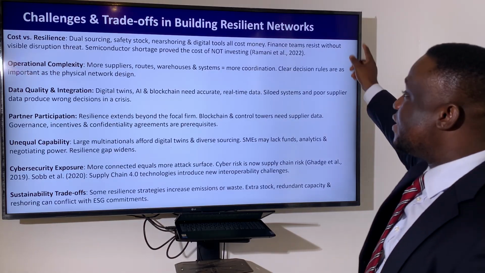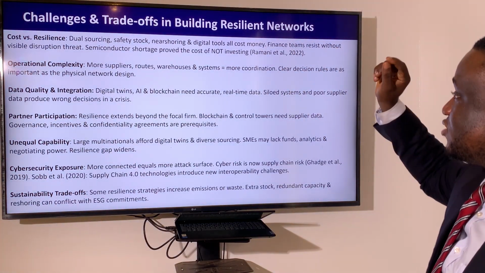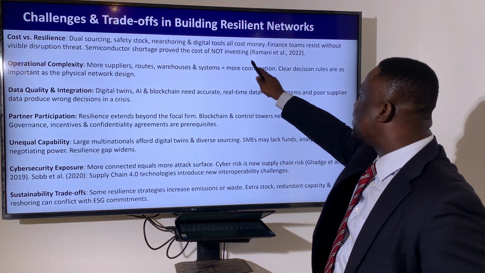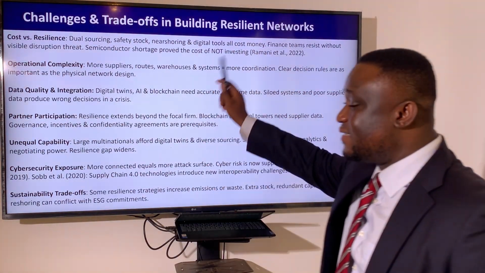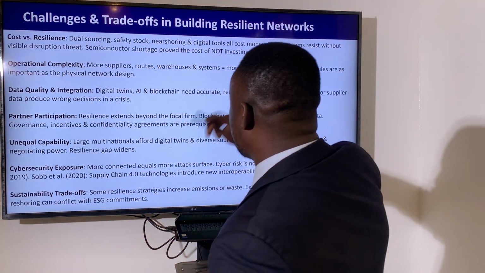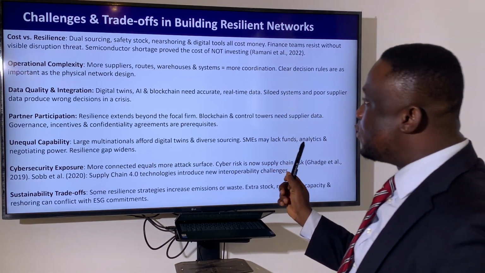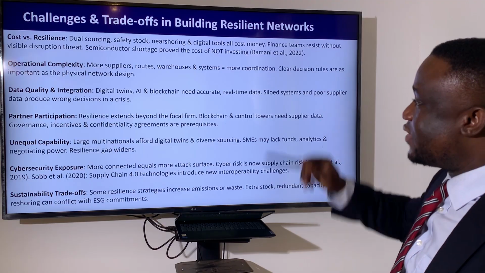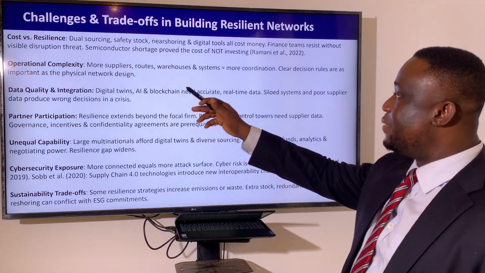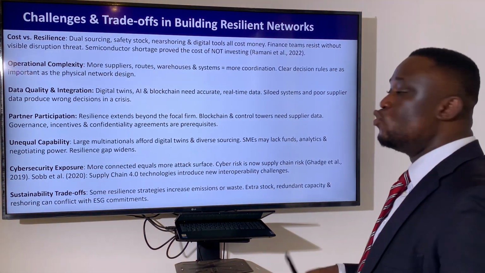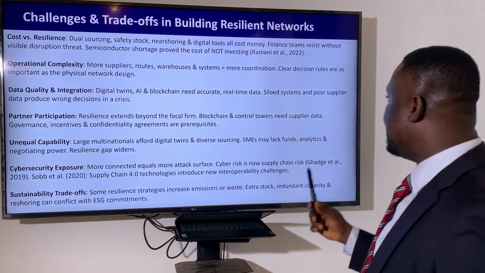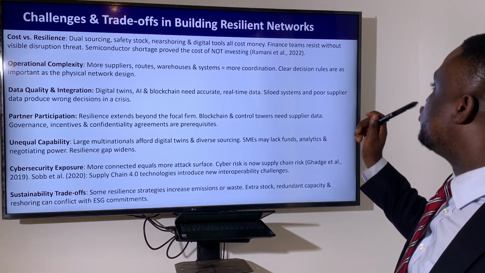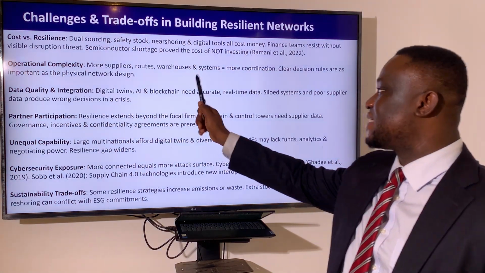But the finance team resists visible redundancy as a threat. The semiconductor shortage proved the cost of not investing, right? And as I said, it is always not about the cost, but when it happened, they now realized the cost of not investing. Now, operational complexity: more suppliers, routes, warehouses, and systems equals more coordination. Clear decision rules are as important as the physical network design.